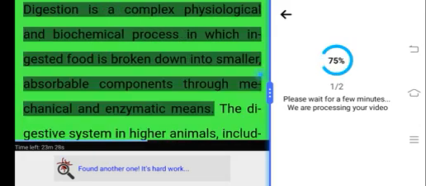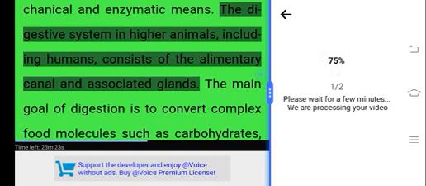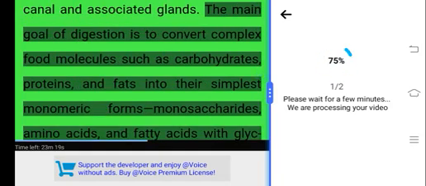Digestive system. Digestion. Digestion is a complex physiological and biochemical process in which ingested food is broken down into smaller, absorbable components through mechanical and enzymatic means. The digestive system in higher animals, including humans, consists of the alimentary canal and associated glands. The main goal of digestion is to convert complex food molecules such as carbohydrates, proteins, and fats into their simplest monomeric forms, monosaccharides, amino acids, and fatty acids with glycerol, so that they can be absorbed and utilized by the body's cells for energy, growth, and repair.